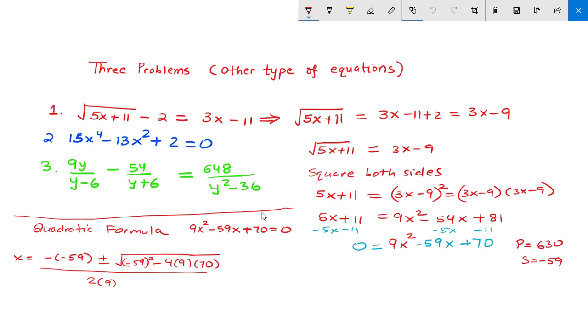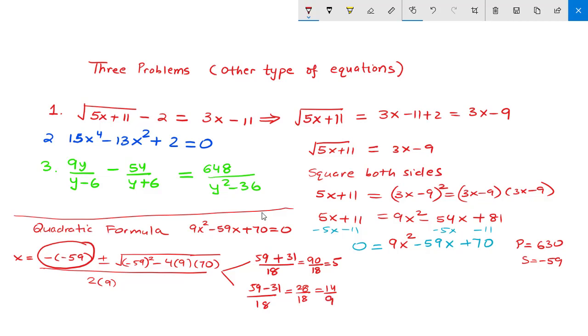So I have two solutions. This becomes a positive 59 here, so I have 59 plus 31 over 18, and 59 minus 31 over 18. 59 plus 31 is 90, so 90 over 18, which is 5. And 59 minus 31 is 28, and 28 over 18 is 14 over 9. So I have two solutions.